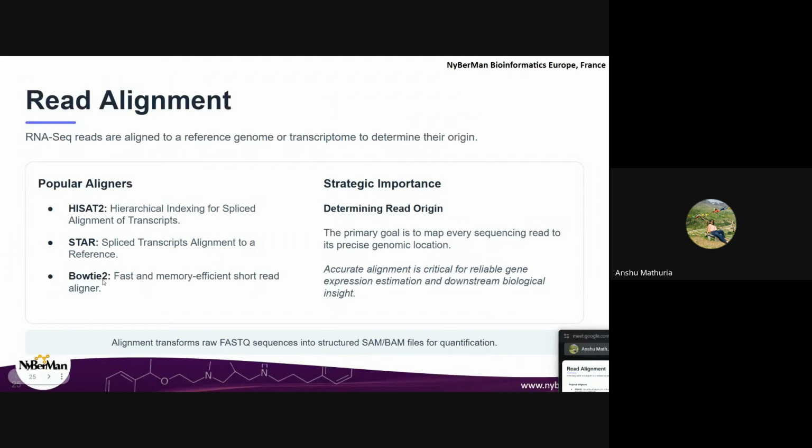Bowtie 2 is also used, but it is a little less better as compared to others. As we know, mRNA has splicing events where exons are retained and introns are removed. Bowtie 2 will align the entire thing. It will not consider the fact that RNA has these splicing events.